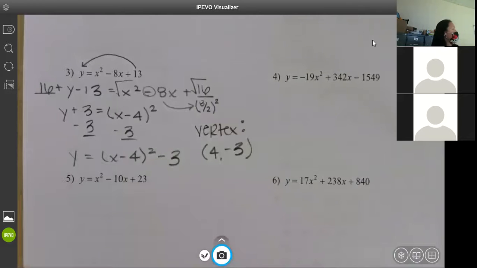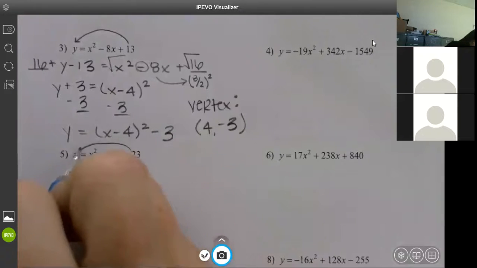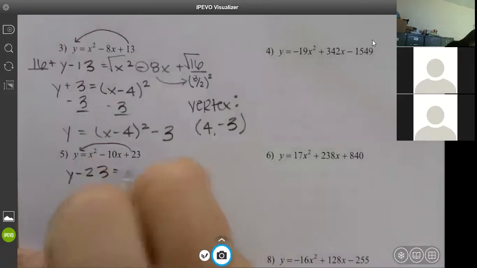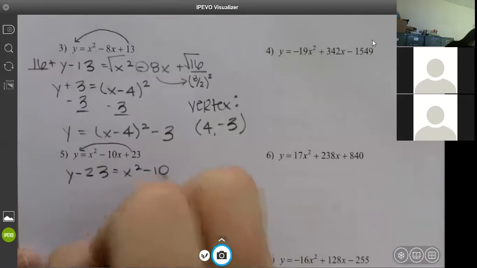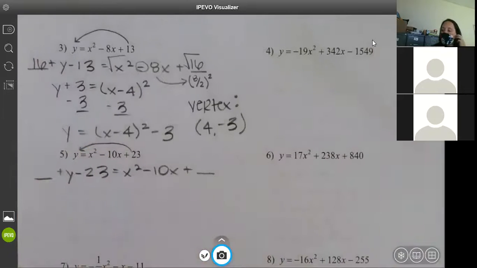All right, I'm going to do number 5, and then I'll go back and do the other ones. So look at number 5. Same concept. What are we going to do first? Subtract 23. Move that 23 to this side. So y minus 23 equals x squared minus 10x. Put your blanks. And again, the only reason I put the blank in the front on that side, you can put it wherever you want to, is because I've already written. So that's the easiest place to put it, not trying to squeeze it in anywhere.